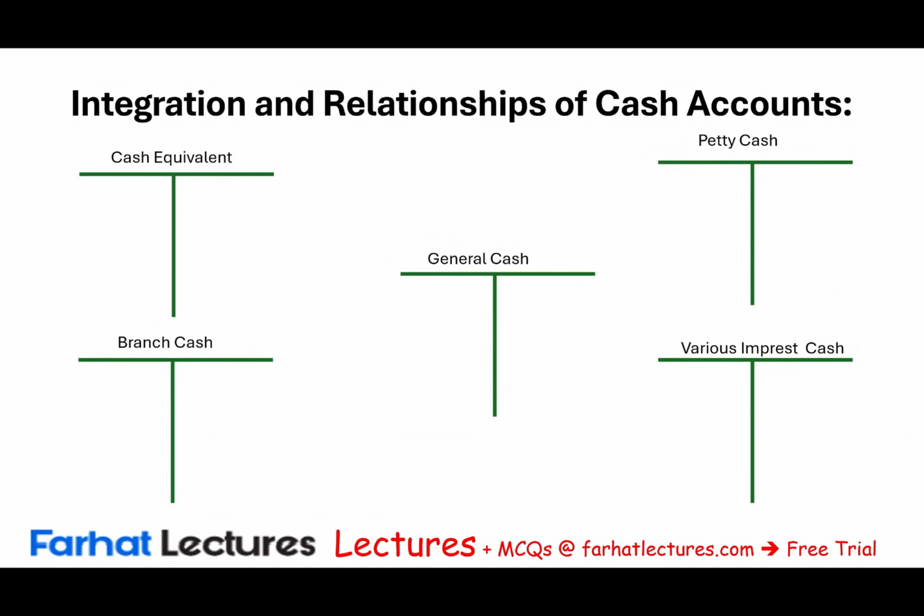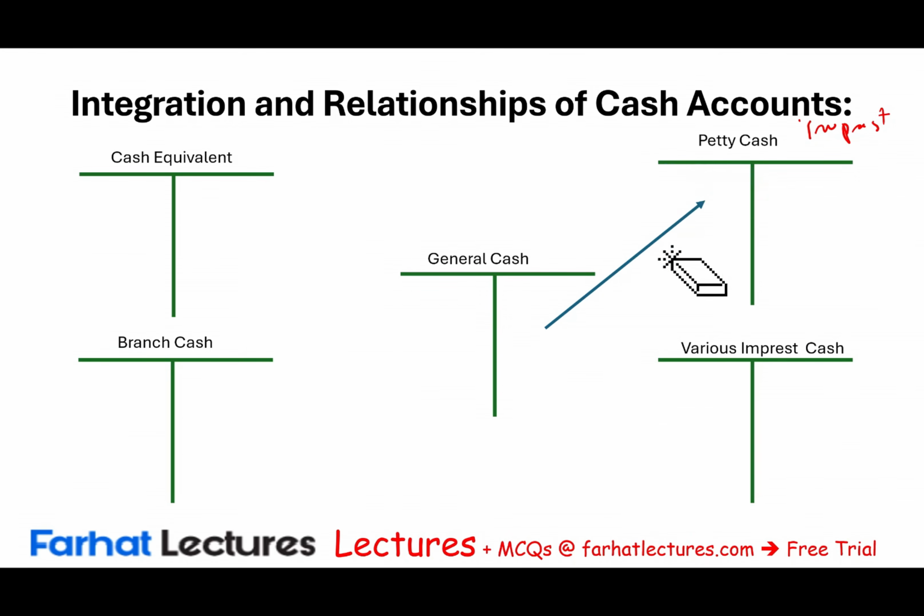Let's take a look at the integration and relationship of cash accounts. The general cash, we said that's the king. I'm going to put that in the center. The cash account will transfer money to the petty cash. Remember, the petty cash is what type of account? It's an Imprest. Imprest means once we transfer $300 and we spend this money, we send them back $300. So the account is Imprest.